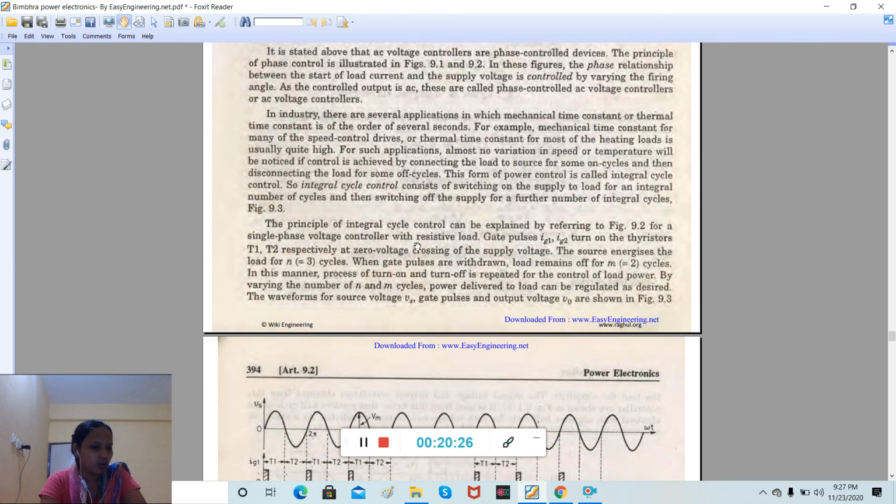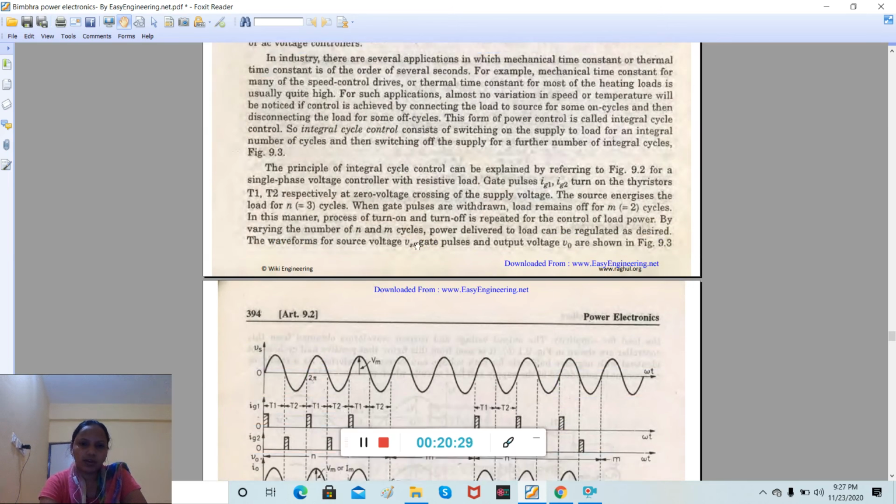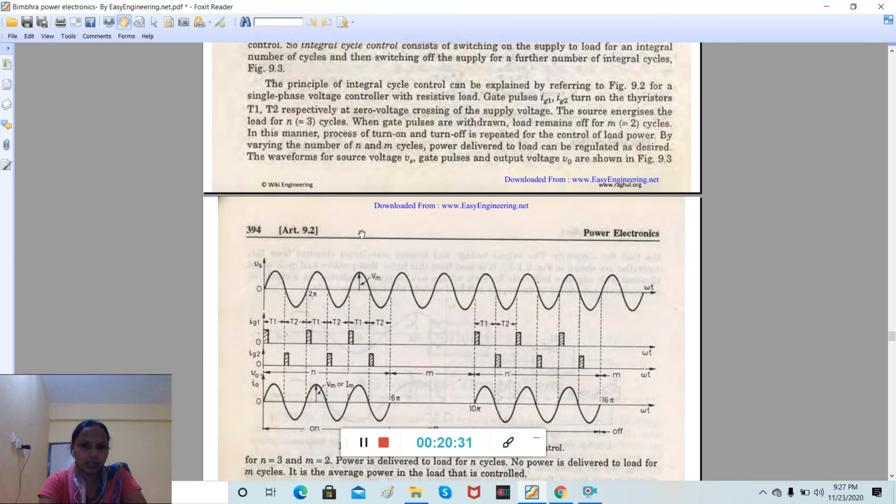The source energizes the load for n cycles. This is one cycle, 0 to 2 pi, then 2 pi to 4 pi is another cycle, then 4 pi to 6 pi another cycle. So here the source energizes the load for n cycles, and here n is 3 cycles. This is 1 cycle, this is 2 cycles, this is 3 cycles. Here n is equal to 3.